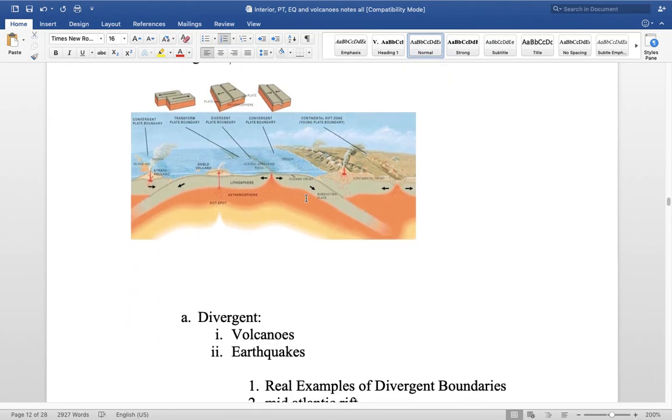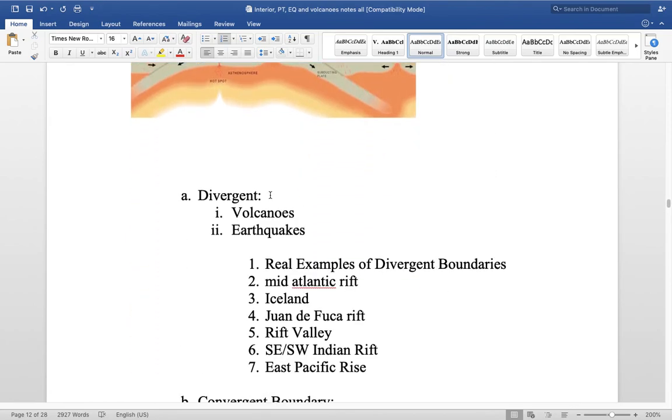The first type of boundary we're going to talk about is called a divergent boundary. A divergent boundary is where, instead of the two plates coming together or sliding past one another, they're splitting apart. This is where two plates move away from each other. I like to draw it in class even. I like to go like this.